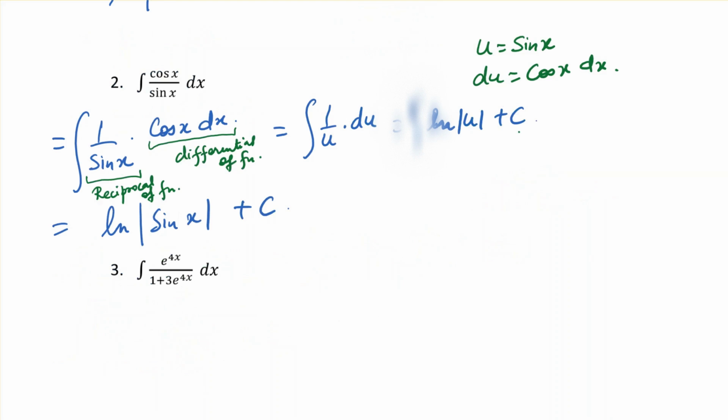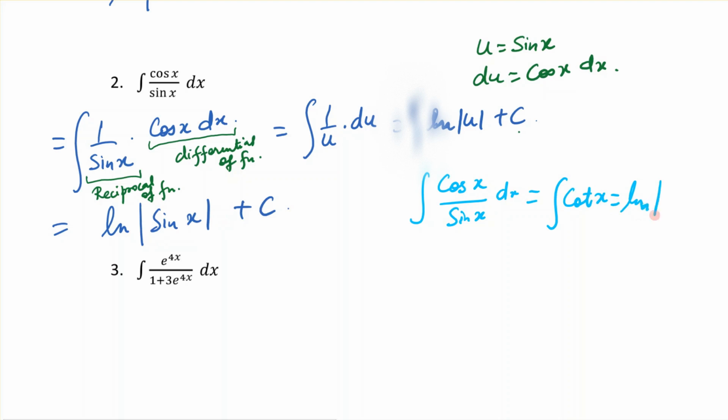One interesting formula that we get from this part 2 is that the integral of cosine over sine is, what is that? Cotangent. So it means the integral of cot x is equal to ln of the absolute value of sine x plus c.